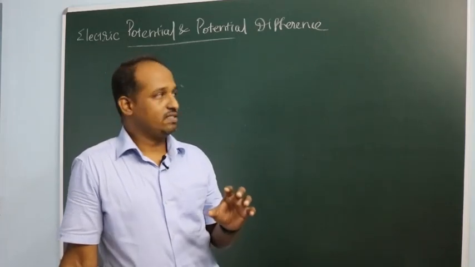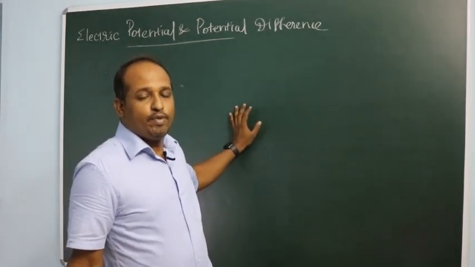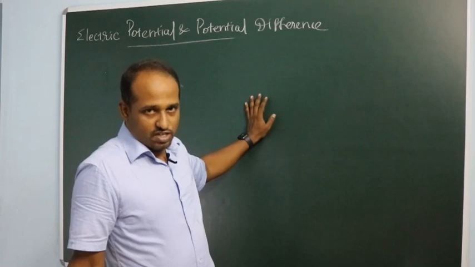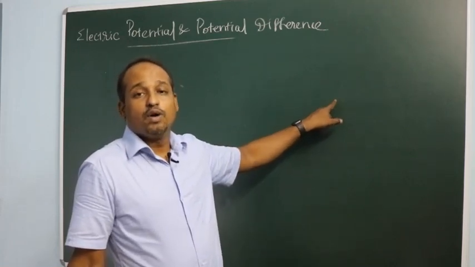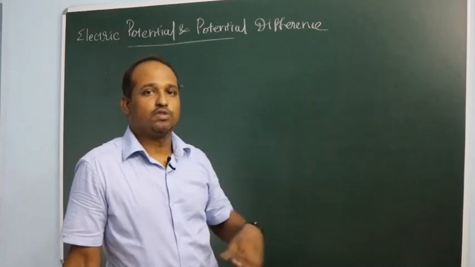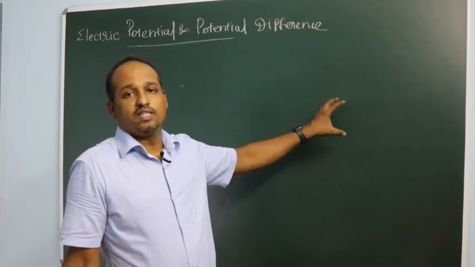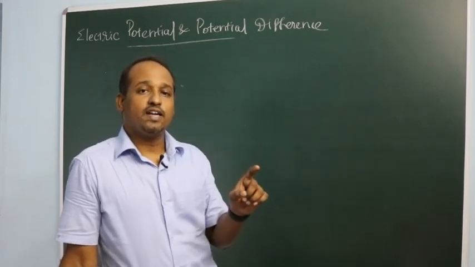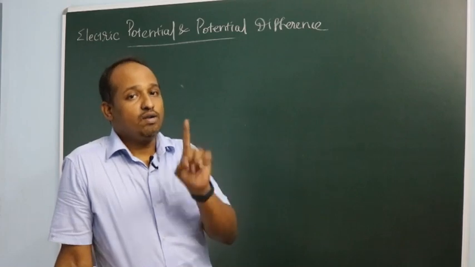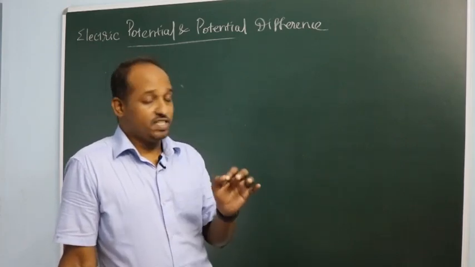In the same fashion, when you move a charge in the electric field, because the electric field is produced by one charge, in order to move another charge you have to exert some force. That force may be positive or negative, and that energy will be stored in the charge. That is called potential energy. And that potential energy on 1 coulomb charge, plus 1 coulomb charge, is called potential.